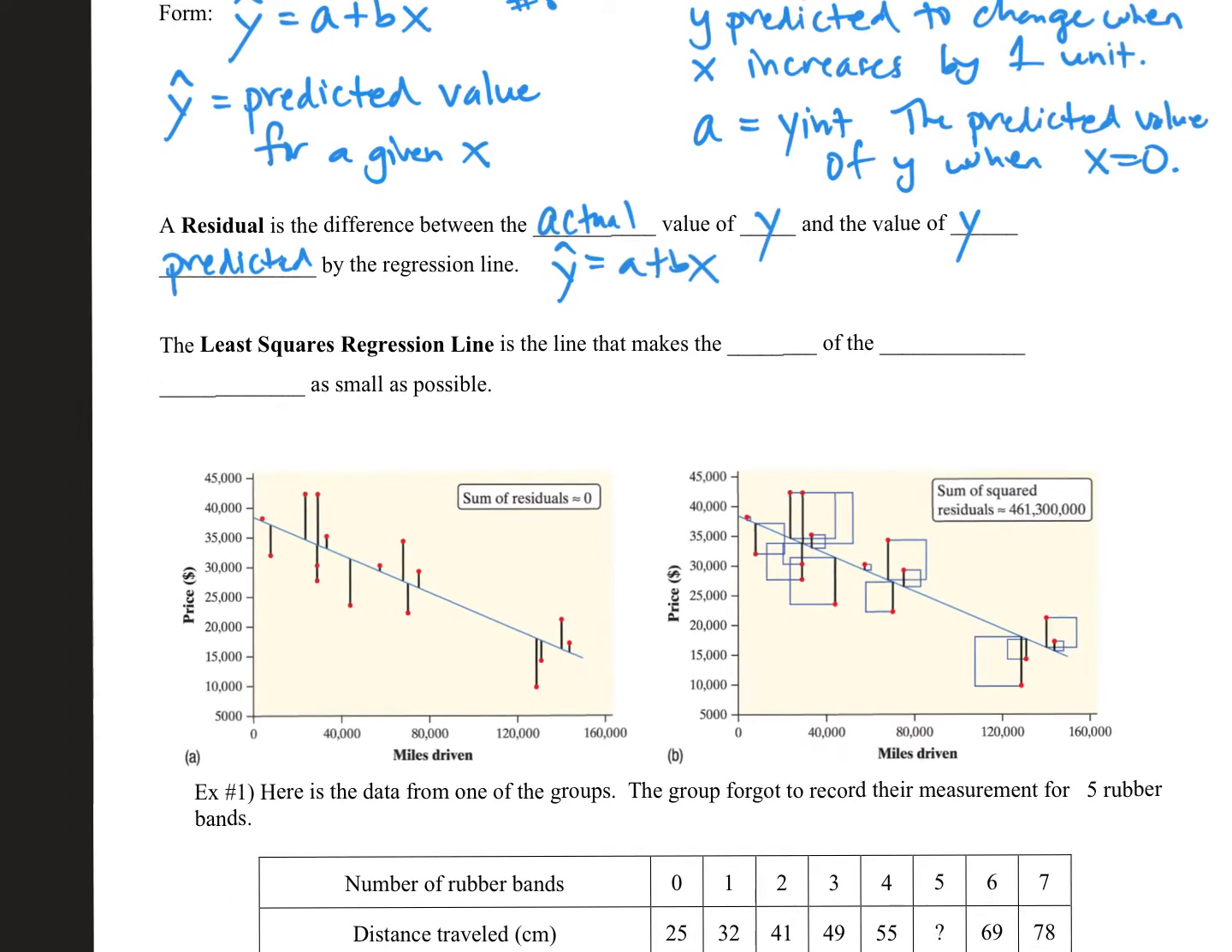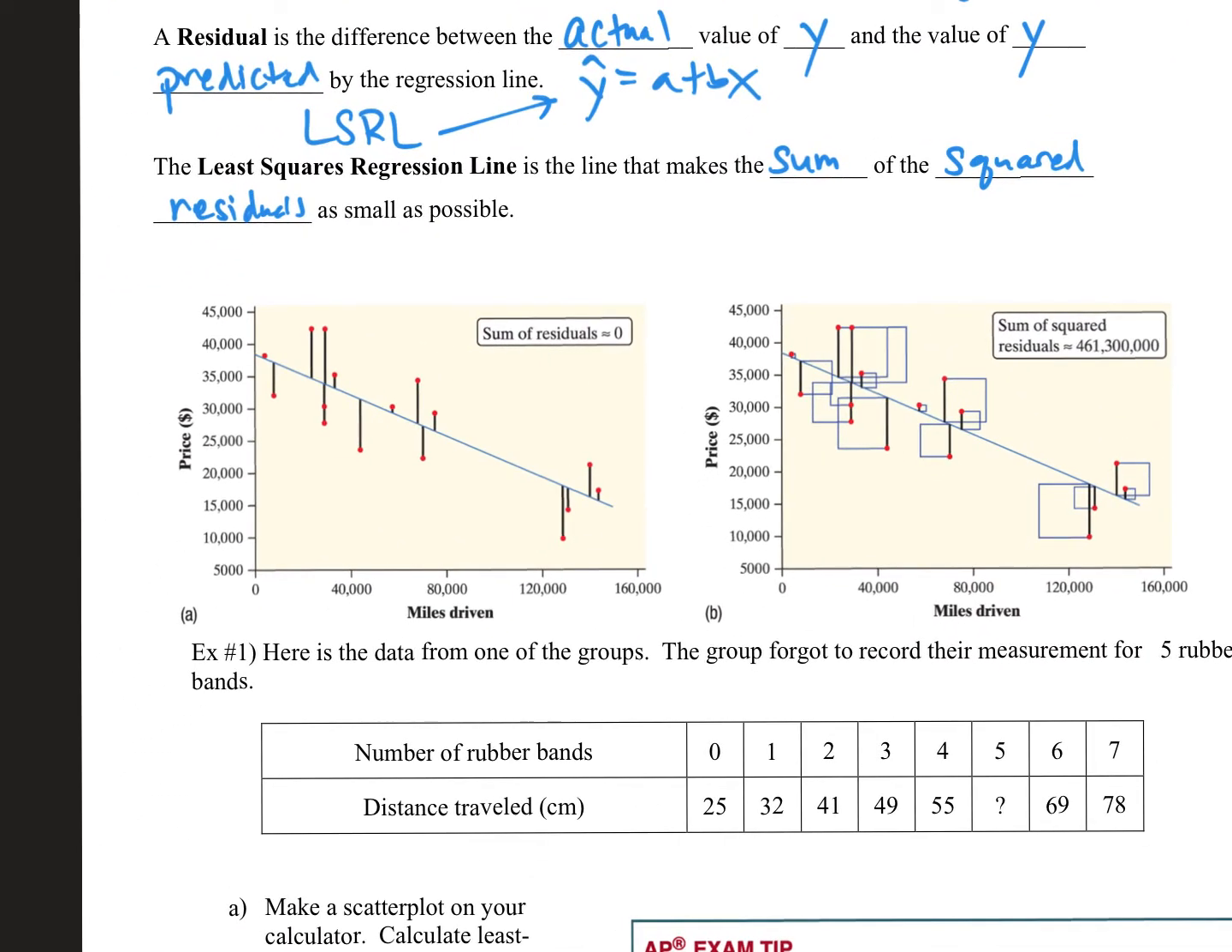Okay, and then we call it the least squares regression line, LSRL. Sometimes you'll see that: find LSRL. So the least squares regression line is the line that makes the sum of the squared residuals as small as possible. Okay, so let's look at this graph right here.